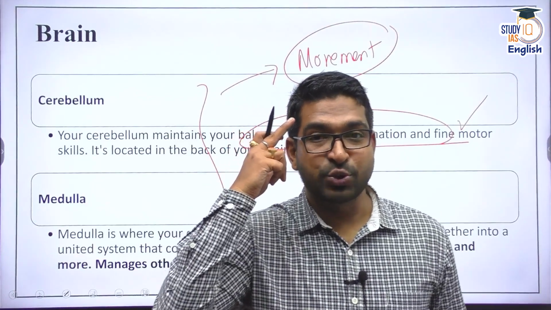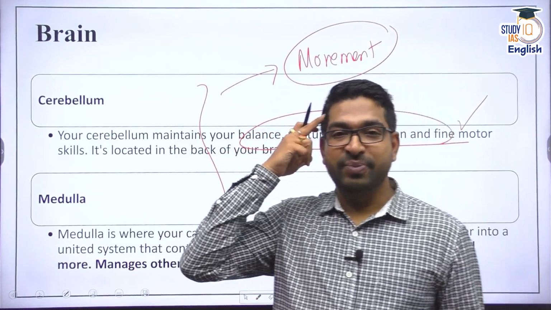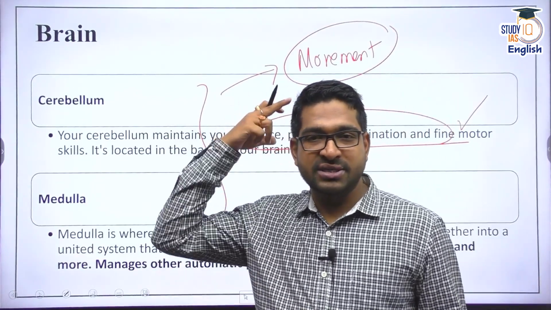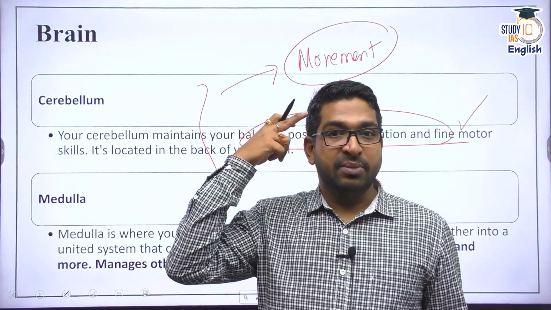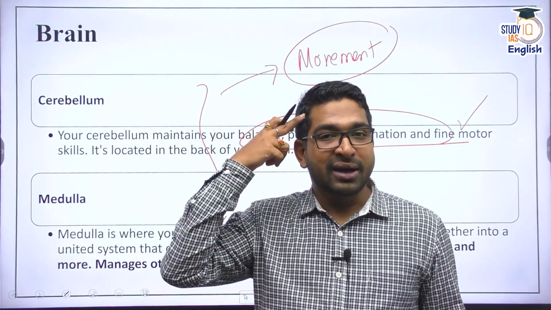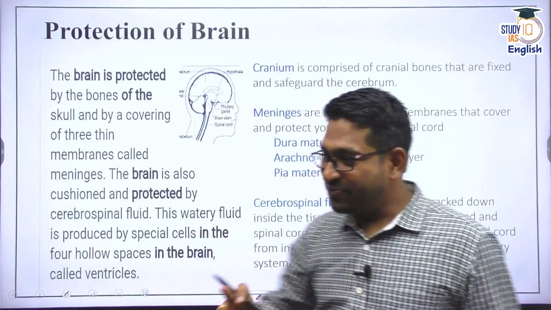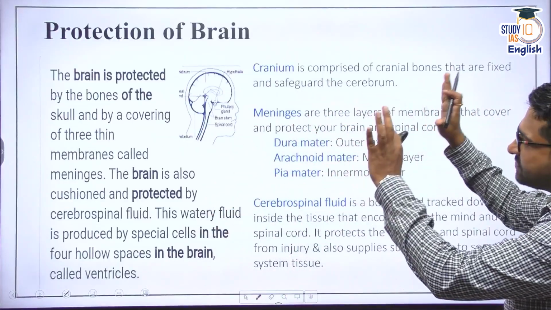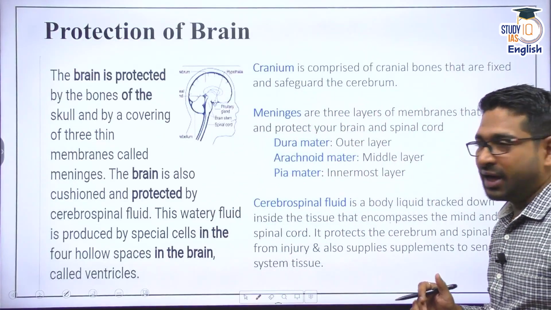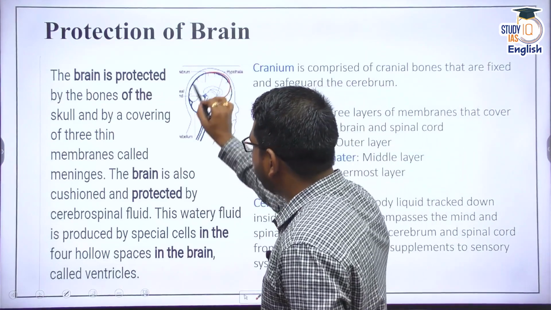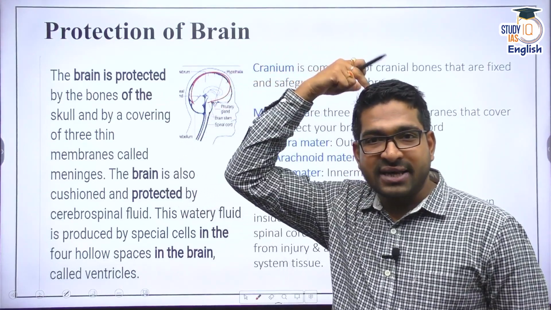So now we have understood that control and coordination is because of the brain, and the brain is connected to the spinal cord. This is the central nervous system. So that means the brain has to be protected at all costs, right? So we have some sort of mechanism of protection of our brain. As I told you, our brain is located here, right, in the head. So this has to be protected.